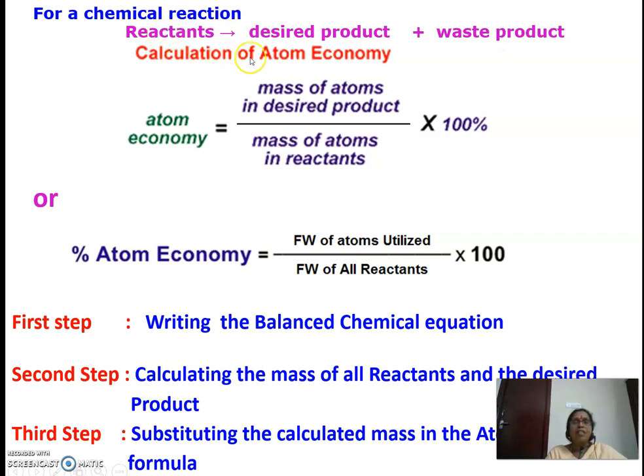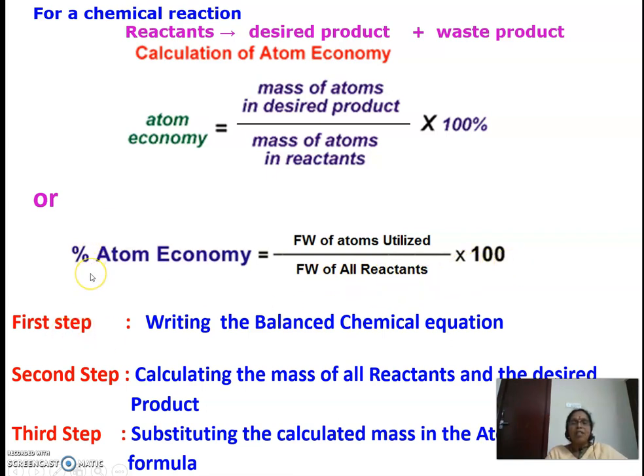And while calculating atom economy, we have to use the following formula. Atom economy is equal to the mass of atoms in the desired product divided by the mass of atoms in the reactants, times 100%. Or it can be written as: percentage of atom economy is equal to FW, meaning formula weight, of atoms utilized divided by formula weight of all reactants, times 100.